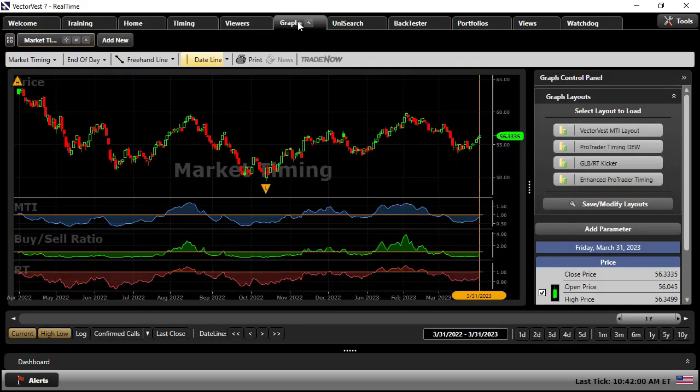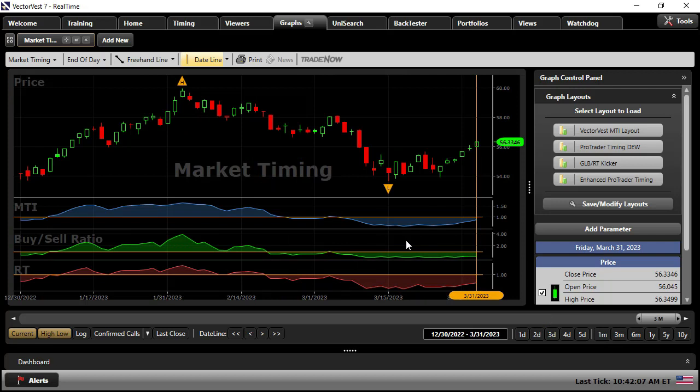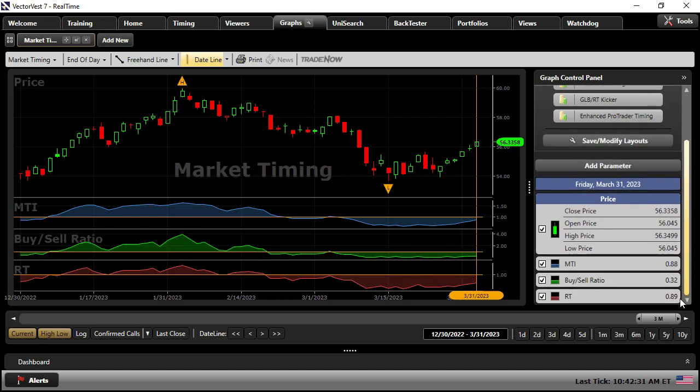From here, I'm going to go back to the Graphs tab. The first thing I'm going to do is change it to 3 months so we can get a little closer view. We see that we had a 3-month low back on March 15th, and the market has tried to rally. Today makes 6 trading days in a row that the market has been up, and we can see the correlation between relative timing, the buy-sell ratio, and the MTI moving up along with that, and that's very important.